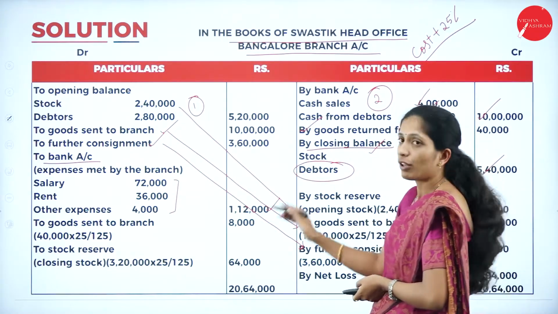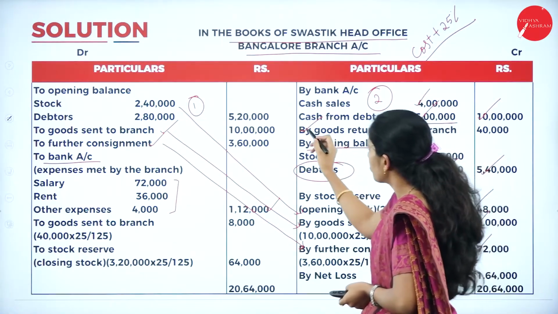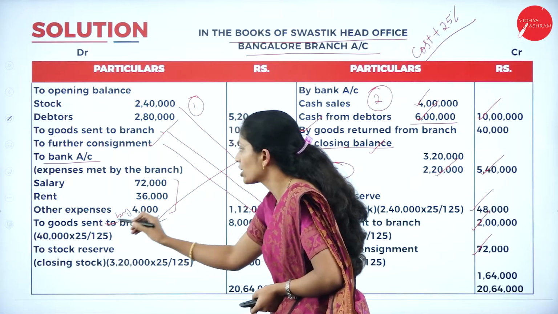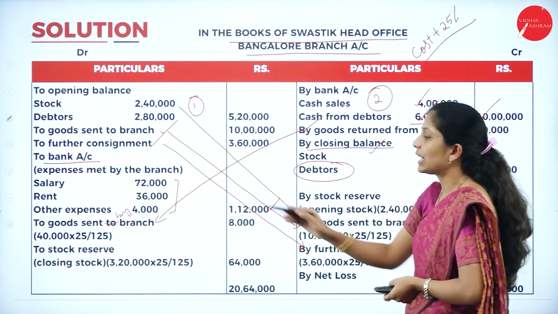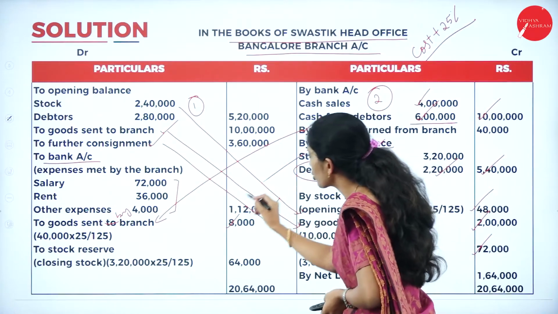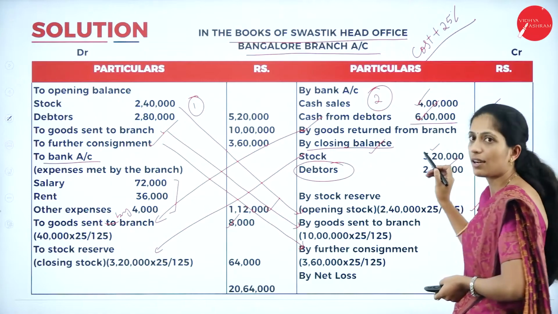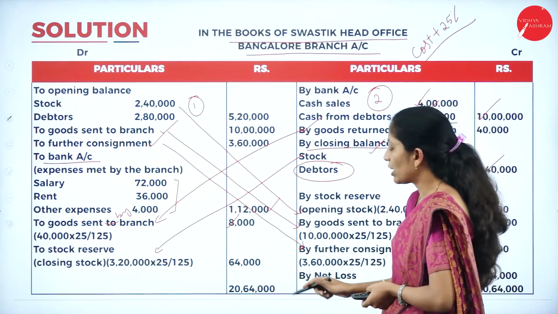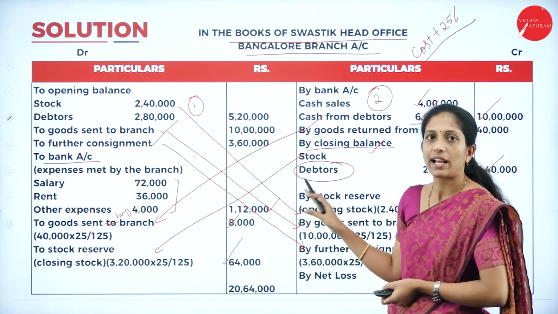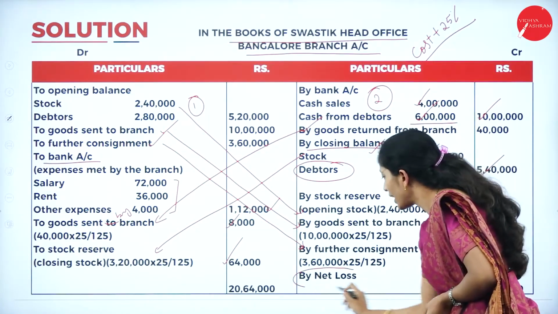In the same way, for the credit side also, you have to record the reverse entry, by goods returned by branch. How much? That is 40,000 into 25 divided by 125, you will get 8,000. Next, for closing stock also, stock reserve, closing stock is 3,20,000 into 25 divided by 125, you will get 64,000. Balance both the sides and the balancing figure of branch account will be net profit or net loss. So, here in this problem, it is net loss.